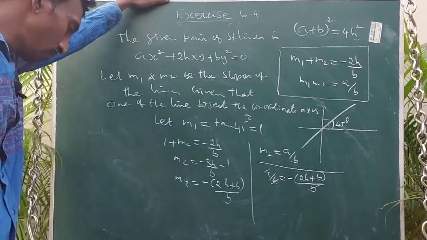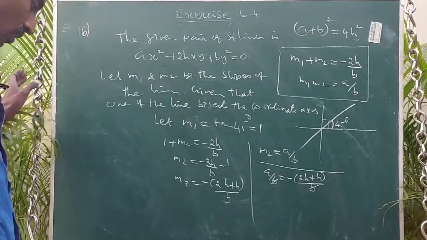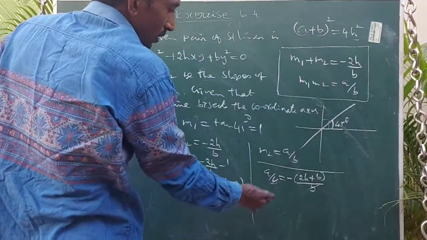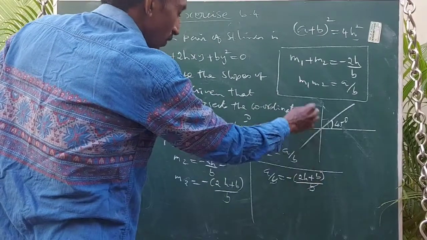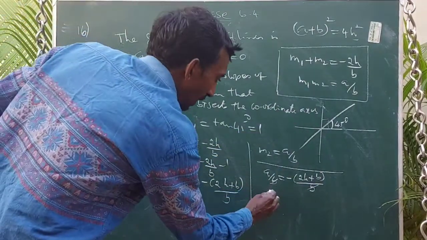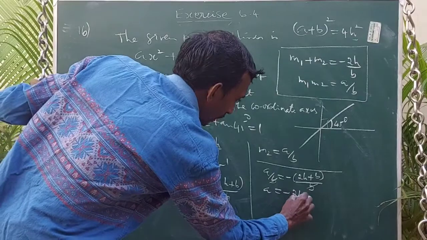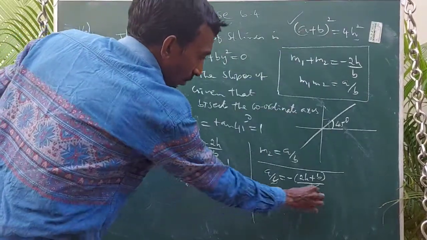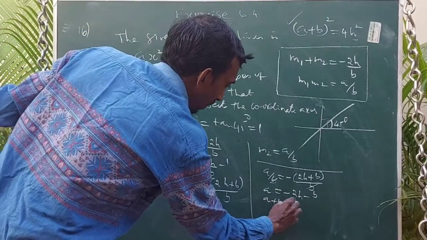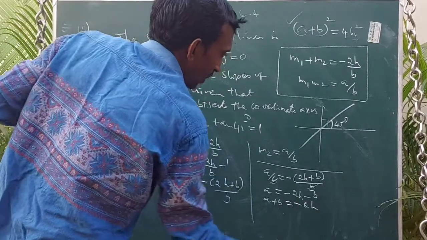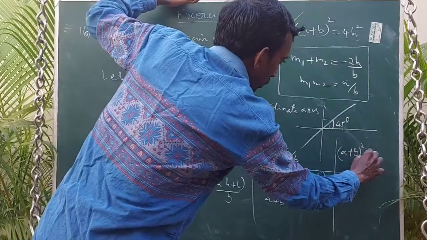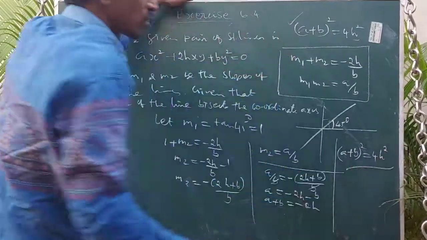Or if you want, you can change the side. Looking at what is in the answer, we have to move terms accordingly. If you multiply, a = −2h − b. So change the side: a + b = −2h. Squaring on both sides, we are getting the answer: (a + b)² = 4h².